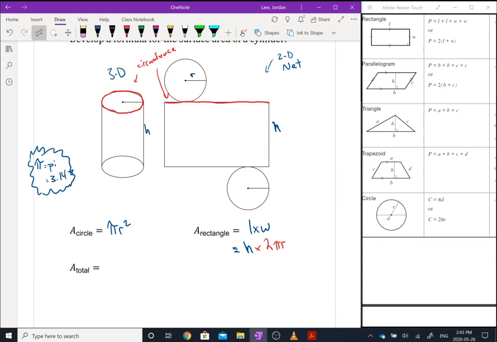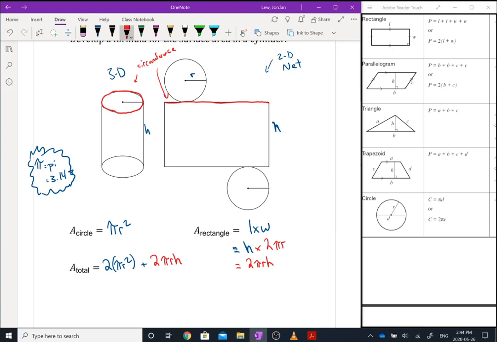So if we want to find our surface area or the total area, we have to do our circles, and we have 2 of them. So 2 times pi times r squared, or it's basically just 2 times the area of one circle, plus the area of the rectangle. Actually, let me just rewrite this and simplify it over here. The area of the rectangle is 2 times pi times r times h, so that we have 2 pi r h.